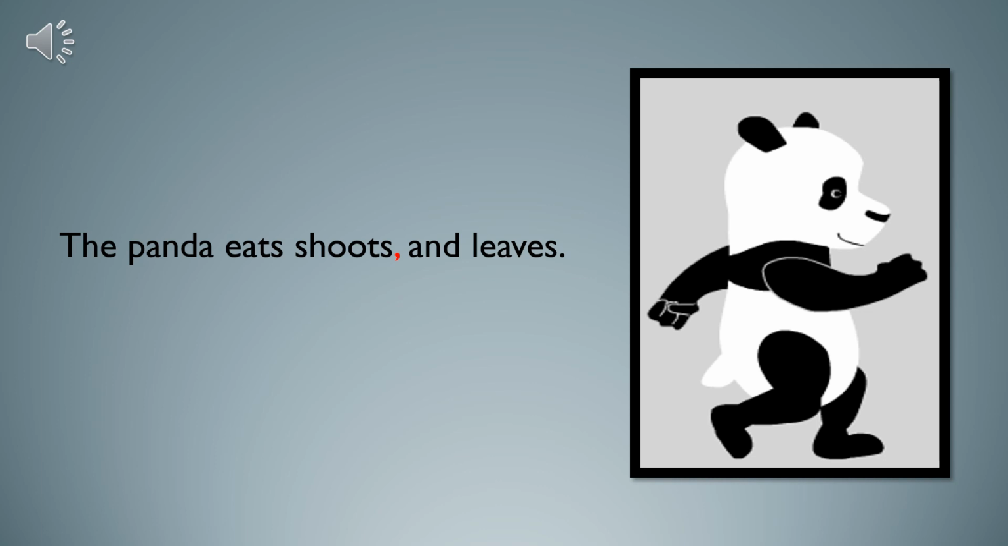Here, we've introduced the Oxford comma into the sentence. Look how it changes the meaning of the sentence. The panda now eats only the shoots, and then the panda goes away. Panda and shoots are still nouns, and eats is still a verb. However, leaves has changed from a noun to a verb. Why? This is because of something called parallel structure.